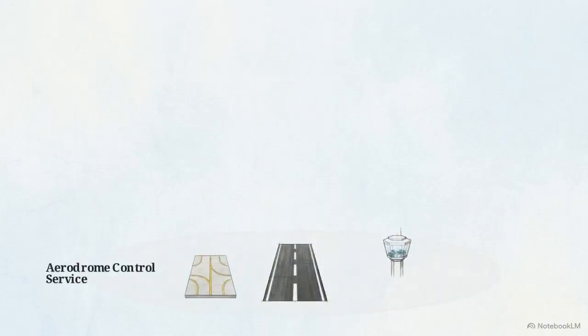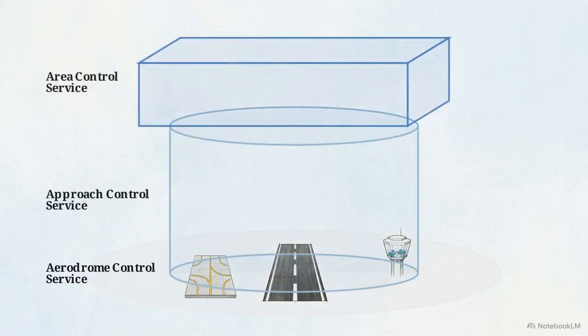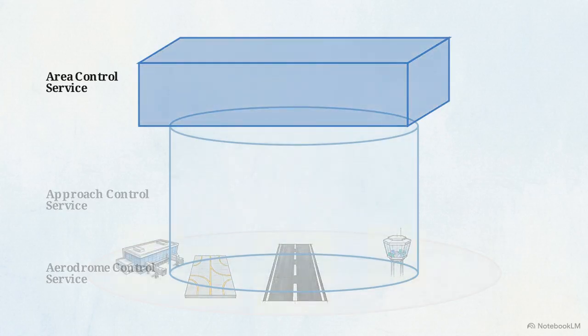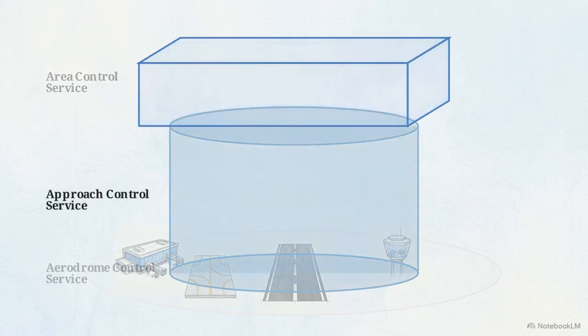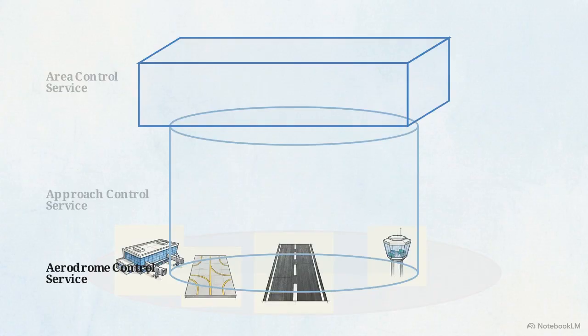To maintain that order, the DGCA divides air traffic control into 3 specific jurisdictions, each responsible for a distinct phase of flight. First is the Area Control Service. This unit manages controlled flights in the high-altitude airways while they are en route between designated destinations. Next is the Approach Control Service. Their jurisdiction covers critical transition phases, managing aircraft actively arriving to or departing from an aerodrome.